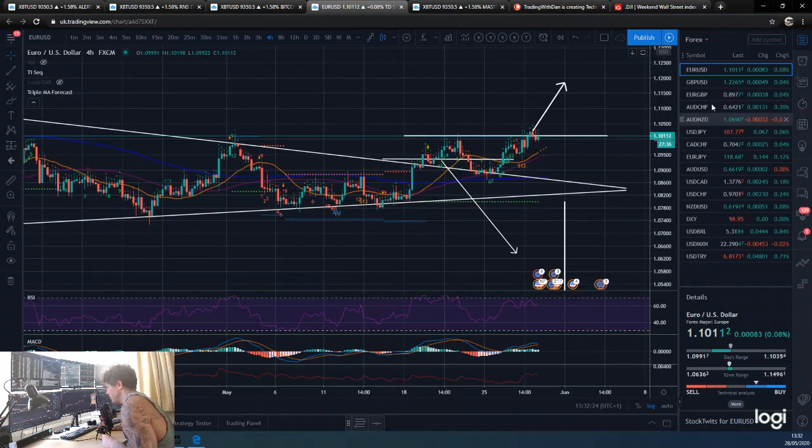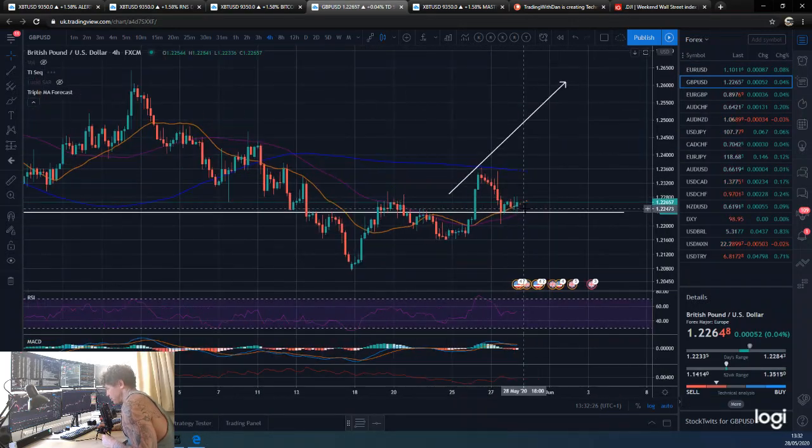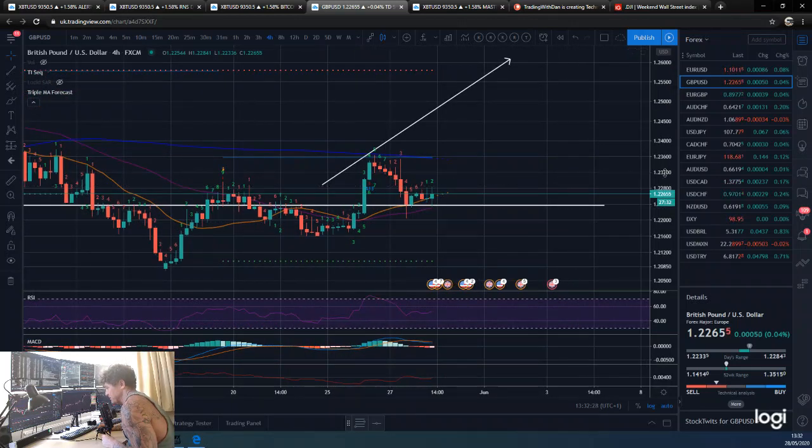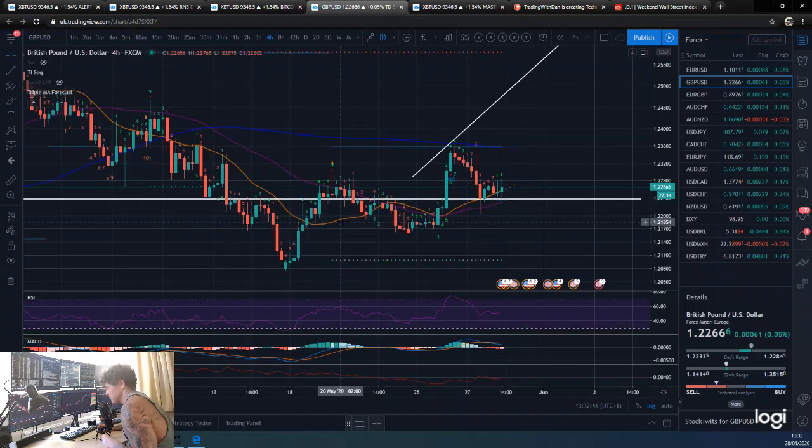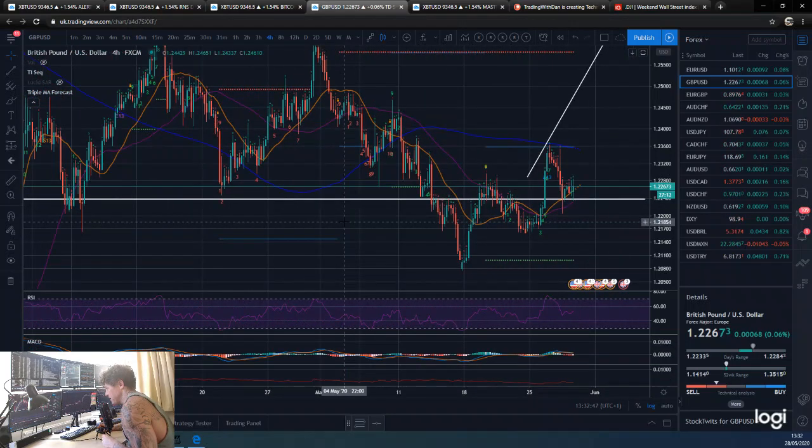Euro US dollar. Cable, what we've got going in cable. Cable's obviously having a bit of a tough time here. We obviously broke up this line. We got the move. We broke over the line. We got the move up. Then we had the 9 here, which then we brought it back under this line that we have drawn, this support line.